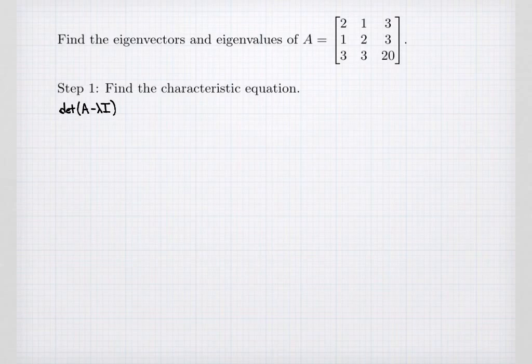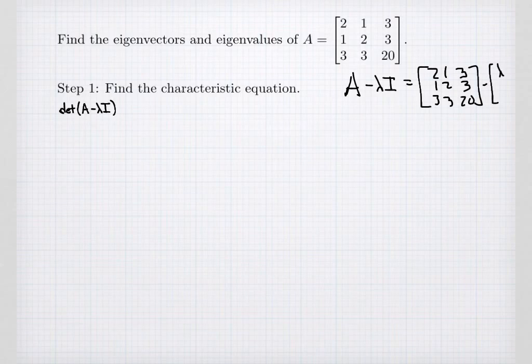So what that means is we're going to take our A matrix, and we're going to subtract the identity matrix with lambda on each of the diagonal terms. So 2, 1, 3, 1, 2, 3, 3, 3, 20, and we're going to subtract lambda 0, 0, 0 lambda 0, 0, 0 lambda, and find that new matrix. So that will be the determinant. You can actually go straight to this if you want.